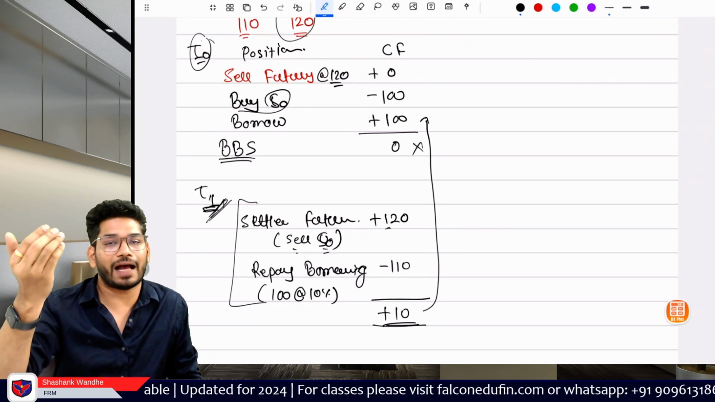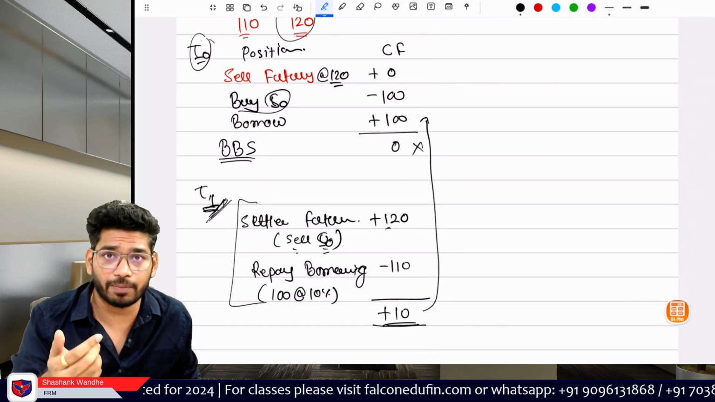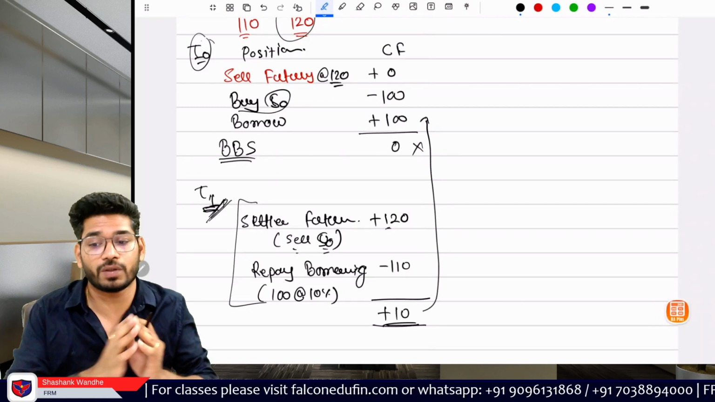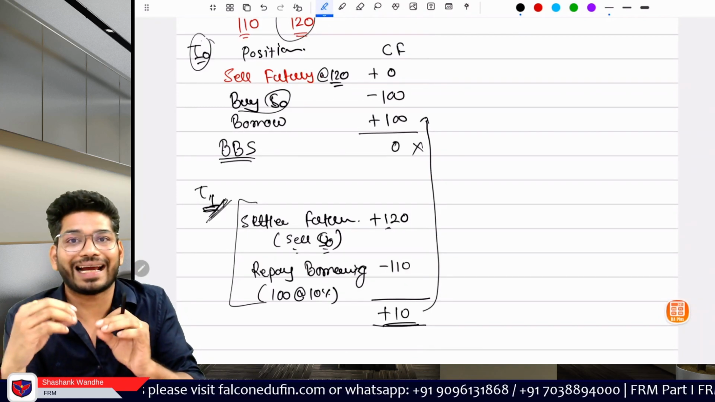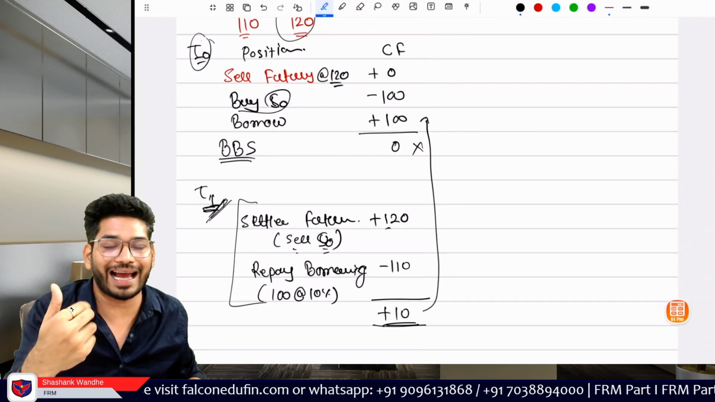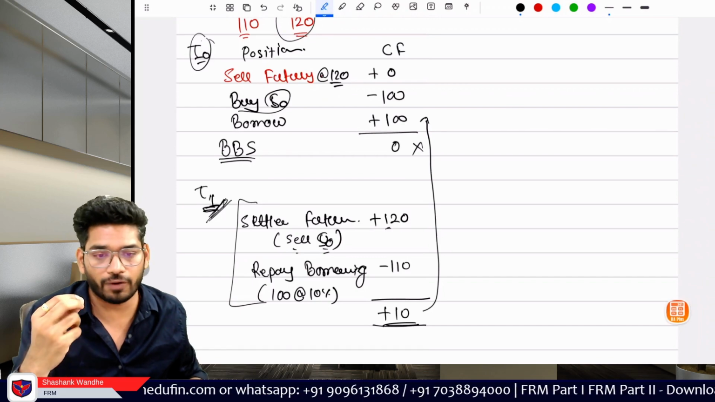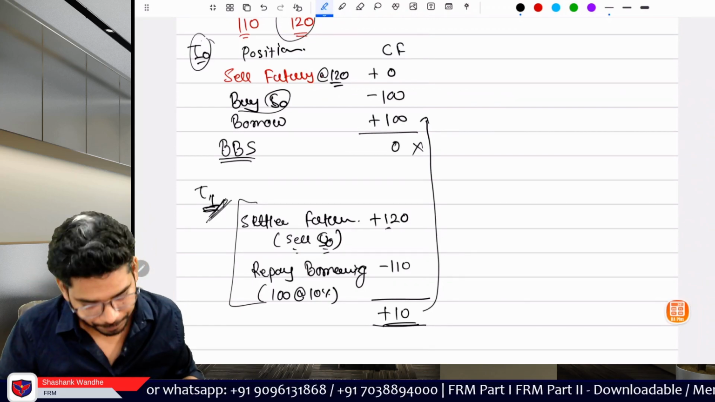Simply clear the transaction at time T1 by applying your logic. Obviously, if you have the sell futures position, you will settle. If you have a borrowing position, you have to repay the borrowing, and so on. There is a possibility that in the exam you may get a question asking what positions you will take at time 0 if you take the cash and carry arbitrage, or what your positions will be at time T1. So this is how you remember it, right?